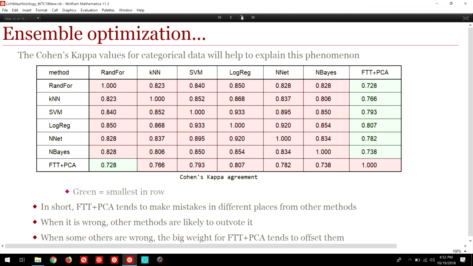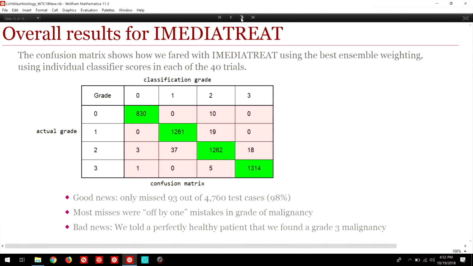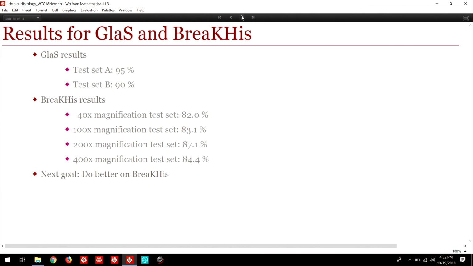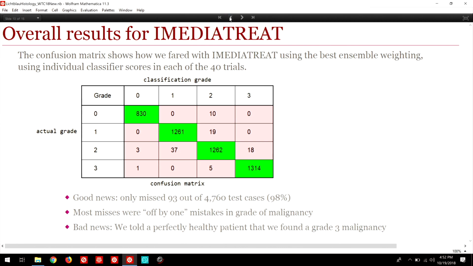Okay, so we use Cohen's kappa coefficients because that's a reasonably good way of assessing correlation when you're dealing with categorical data. We use this, and we find that the Fourier transform plus PCA method is more decorrelated from the others than any other pairings. It has the lowest coefficient in every row, except of course for the last row where we're comparing it to itself.